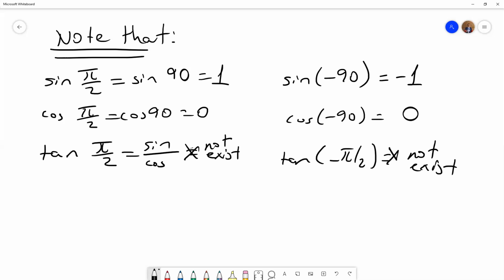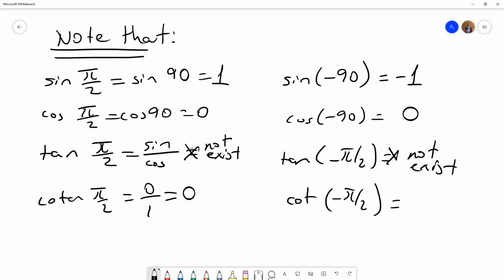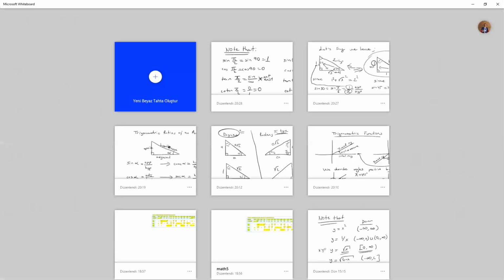We can also find the others. What are the others? Cotangent pi over 2 is easily understandable: it is 0 over 1, so 0, and cotangent minus pi over 2 is equal to 0 over minus 1. It is again 0. And we can remember all these things from here.